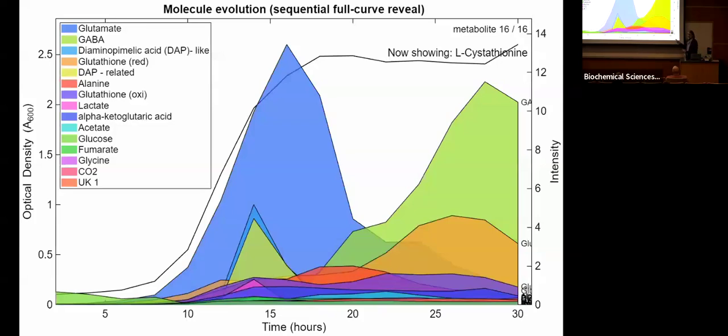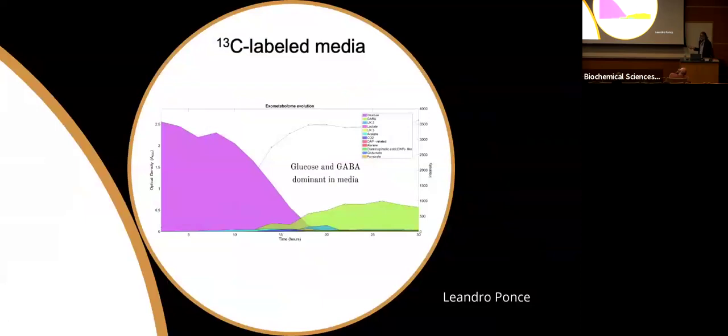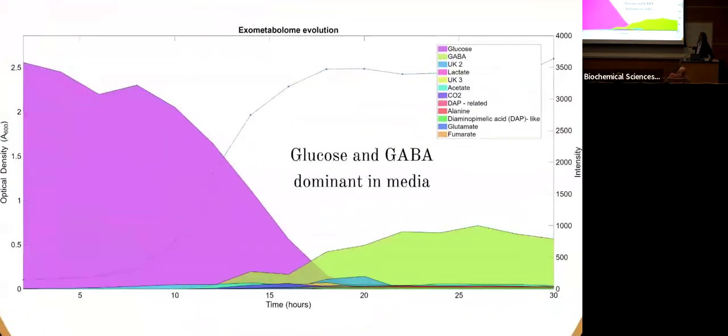So tons of detail on the flux that are in there, and all the time course detail, and then we have a corresponding media time series. GABA and glucose dominate the media. So this first slide shows those things.